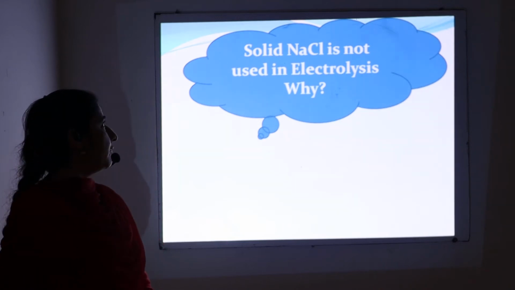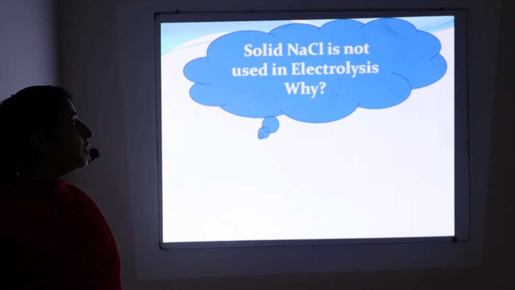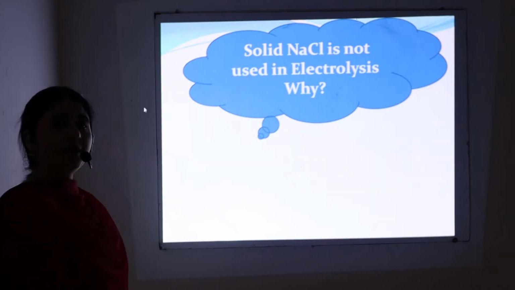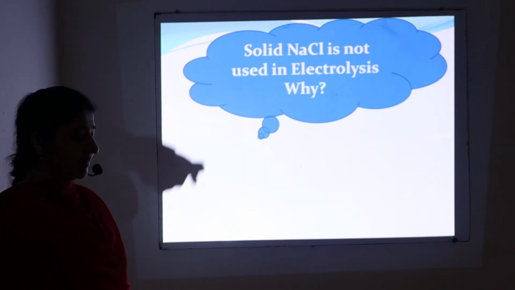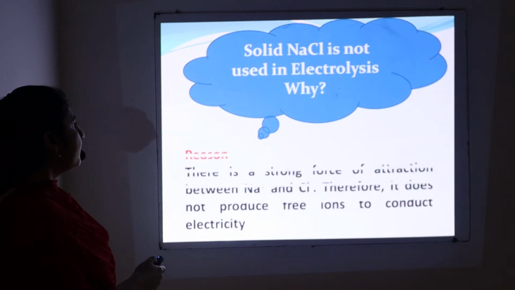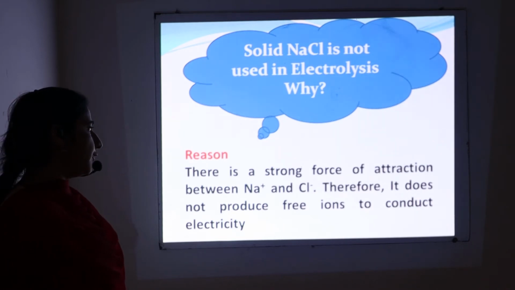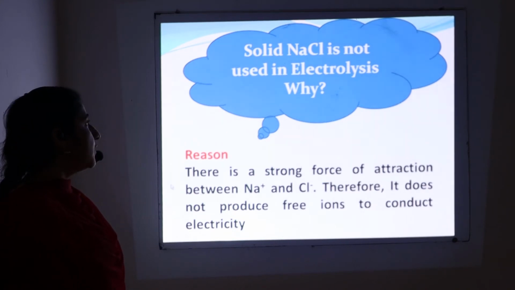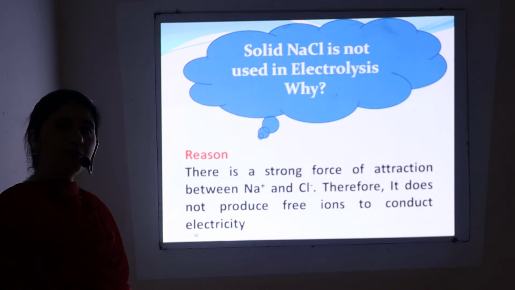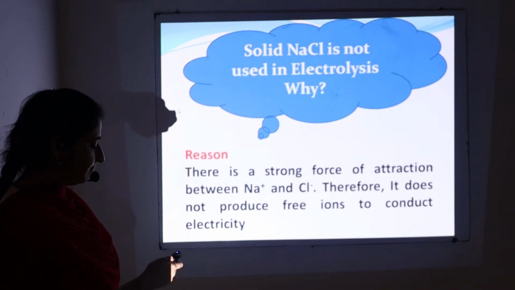However, we don't use solid sodium chloride. So the next question is, why is solid sodium chloride not used in electrolysis? The main reason is that there is a strong force of attraction between the sodium ions and chloride ions. Therefore, it does not produce free ions to conduct electricity. So that is why we don't use solid sodium chloride in electrolysis.